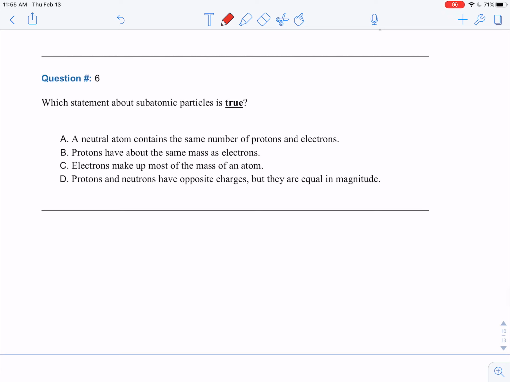Which statement about subatomic particles is true? Remember, we want the true one. A neutral atom contains the same number of protons and electrons. Yeah, that's it. Let's check why the others are not. Protons have about the same mass as electrons? Electrons are tiny. Basically we don't consider the mass of the electron. Electrons make up most of the mass of the atom? If they are tiny and not nearly as heavy as the protons, then no. Protons and neutrons have opposite charges? Neutrons are neutral, that's why we call them neutrons. So this is not true.